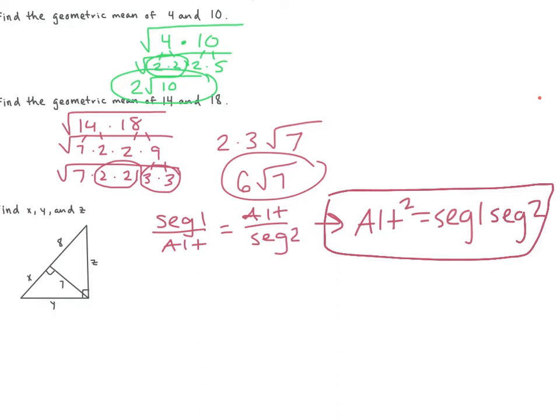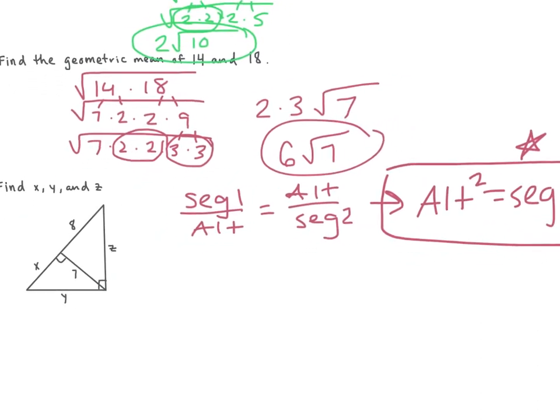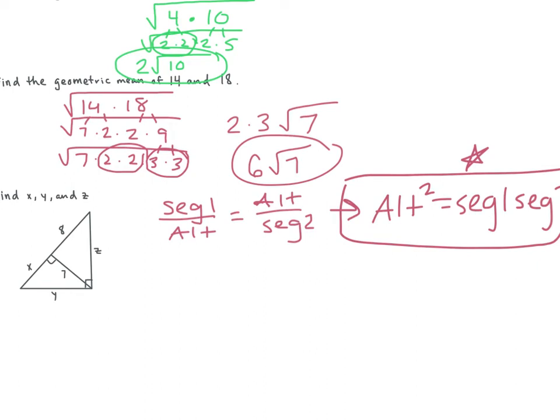So you guys need to know this formula for tomorrow. Which one do you like better, the proportion one or the equation? It's just personal preference, whatever you prefer. So first let's find x. What is our altitude here? 7. Remember, the altitude is always the line that goes down the middle of the triangle. So we have 7 squared is equal to segment 1 times segment 2.